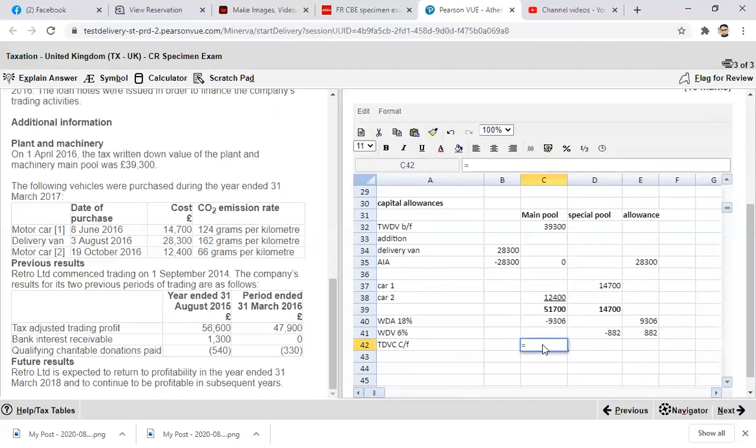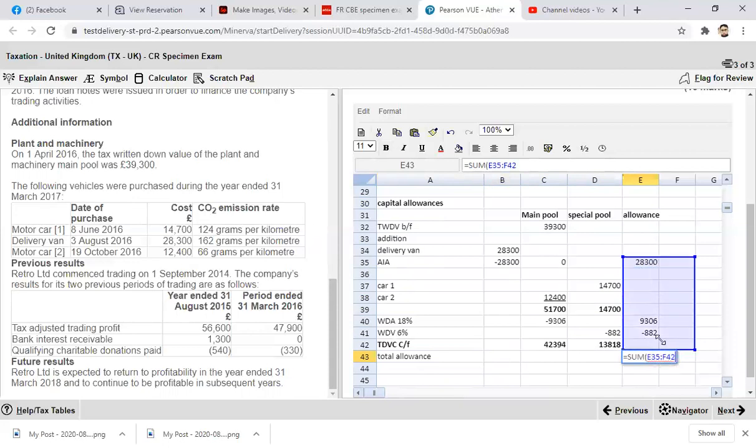So we have this sum minus this. Undo this figure. So we have this sum. Drag it down. And here we have, so this is the TWDV carried forward balance. Now total allowance, and you can see total allowance is equal to sum.